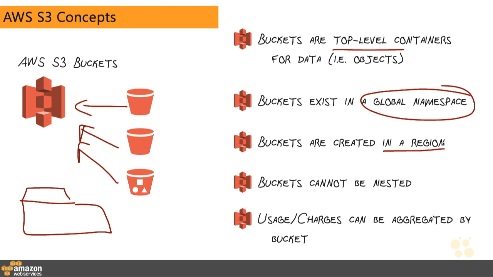Also, and this is really important, buckets cannot be nested. So I've already broken my file folder analogy. File folders on your hard drive can be nested. Buckets cannot be, although in a minute I'll show you how you can kind of get around that. But you cannot have buckets inside of buckets. They are top level and single layer only.